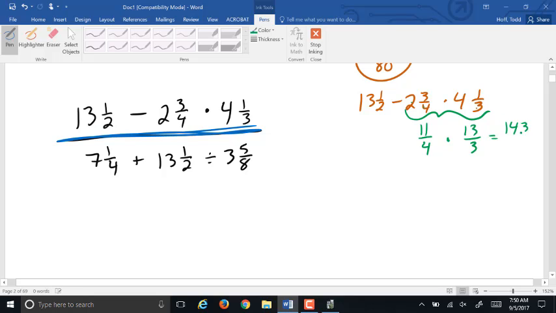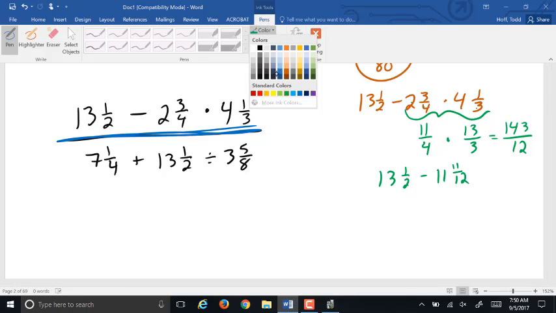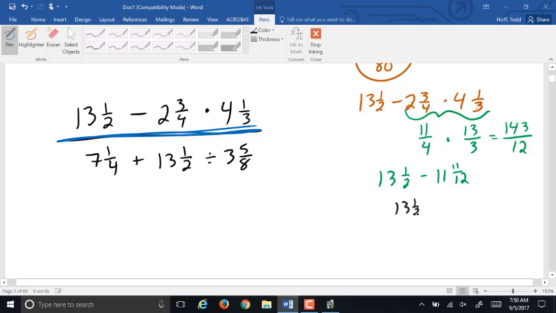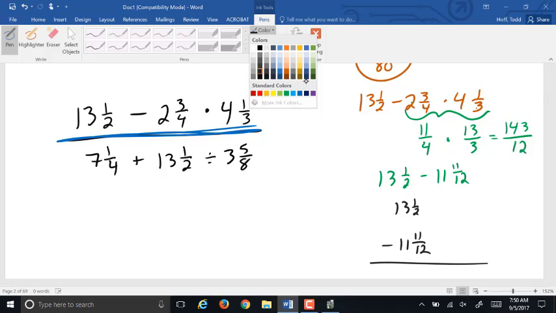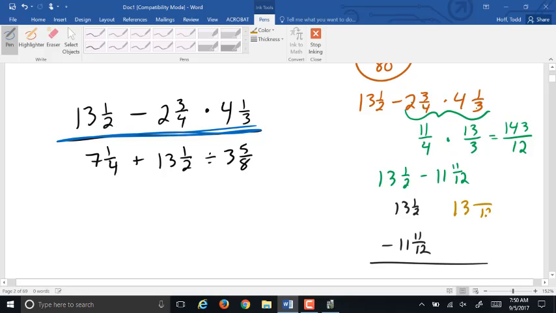There's 143 over 12, or 11 and 11 twelfths. So we've got 13 and a half minus 11 and 11 twelfths. What's our common denominator going to be? It's going to be the 12. So the 11 twelfths doesn't change. 1/2 becomes 6 twelfths. Good.